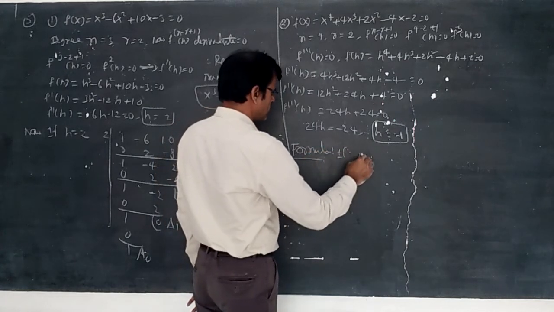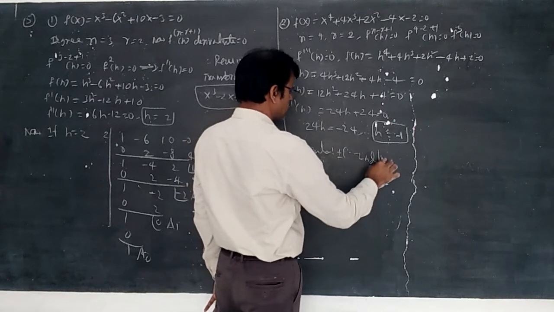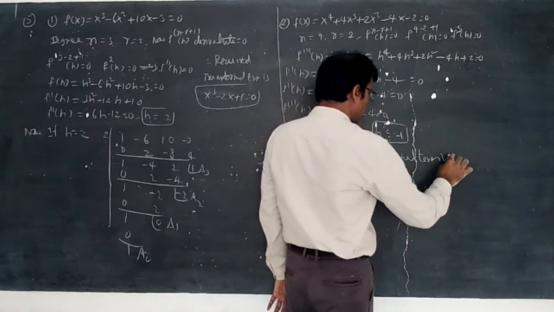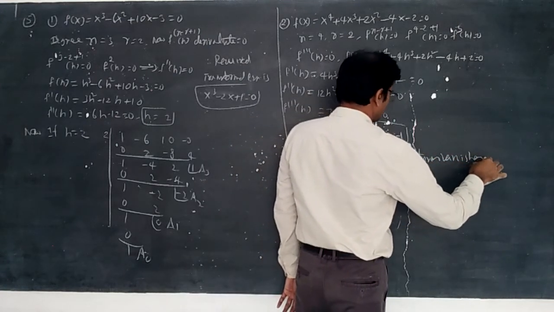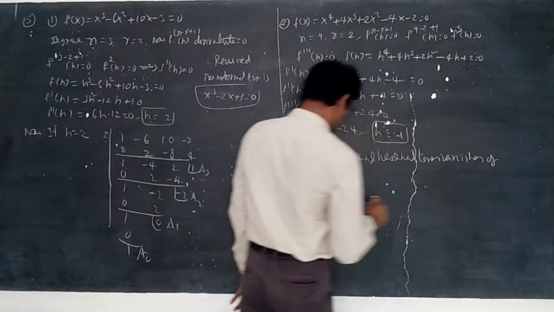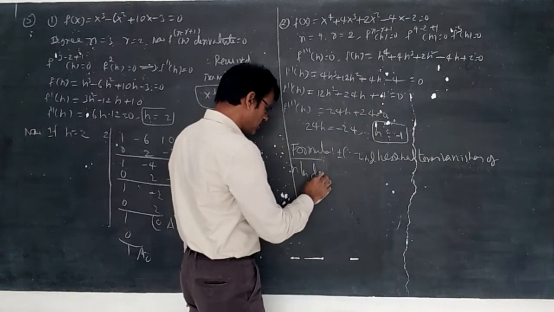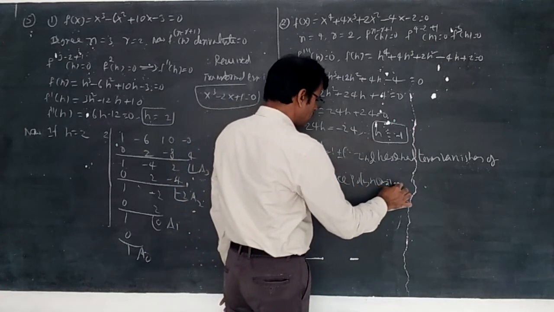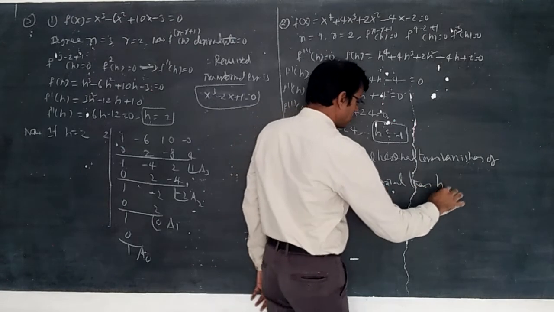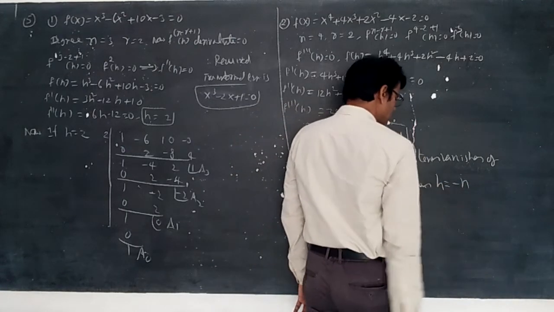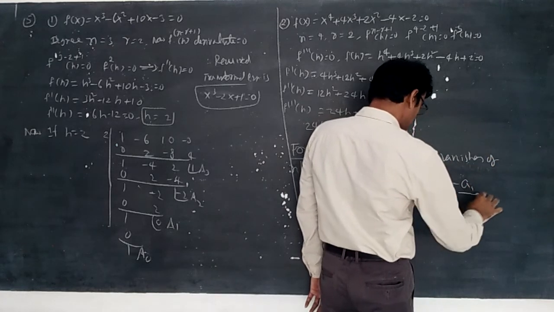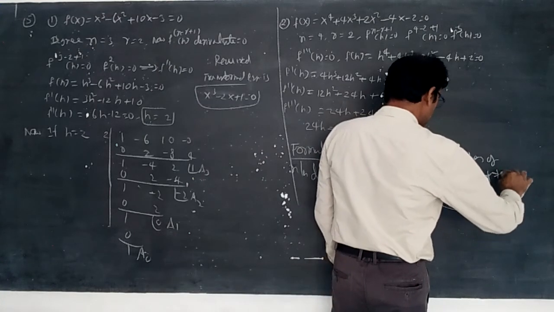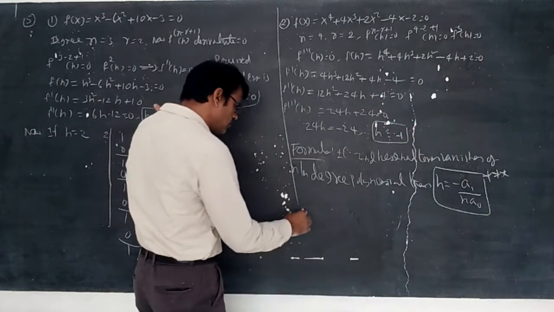Formula: if the second highest term vanishes of an nth degree polynomial, then the formula is h equals minus a1 by n a naught. This is simply the objective formula: minus a1 by n a naught.